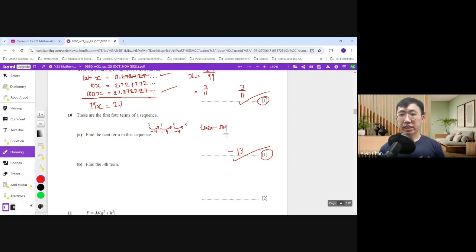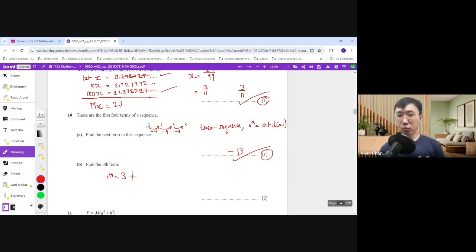When you have a linear sequence, straight away write the formula. The formula is a plus d bracket n minus 1. The easiest sequence out there, linear, first one. a stands for first term. The first term is 3. So quickly write 3 plus. What is the meaning of d?